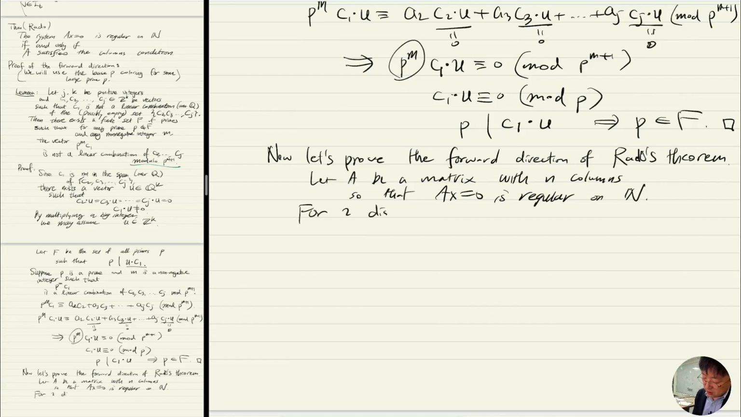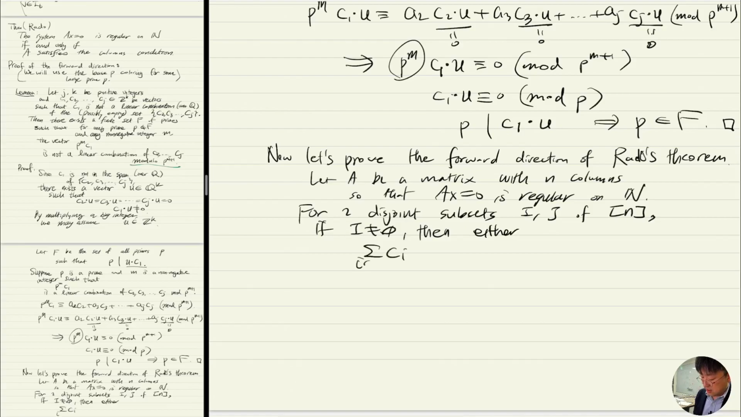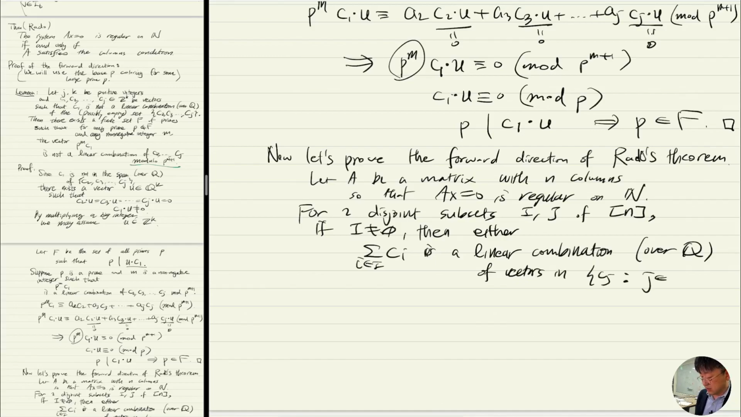So for two disjoint subsets I, J of n, if I is non-empty, then one of two things happens. Either the sum of the Ci in I is a linear combination over Q of vectors Cj, where j is in J, or, what's going to happen?